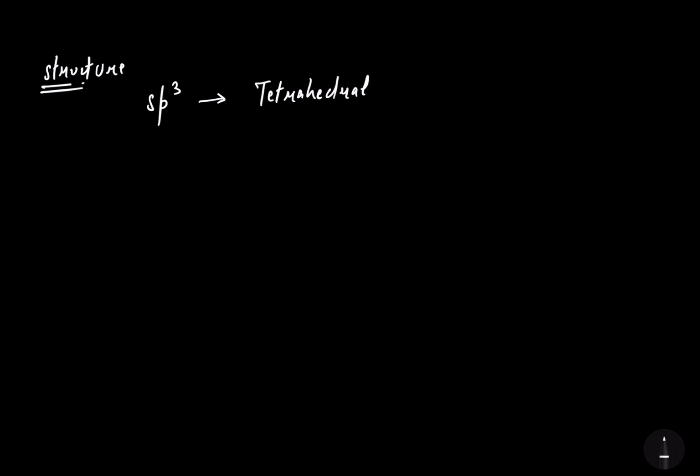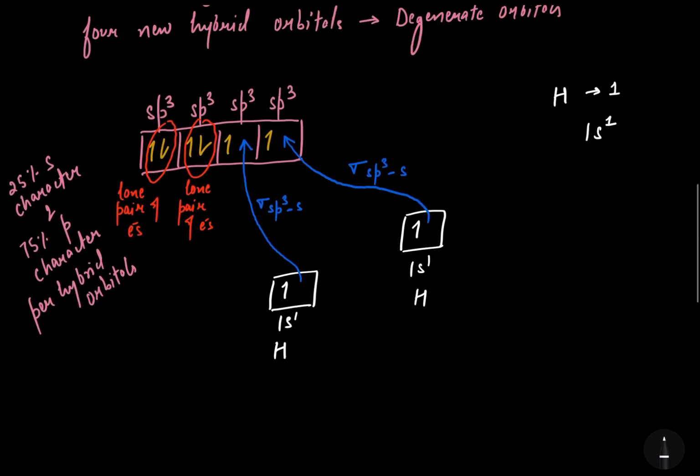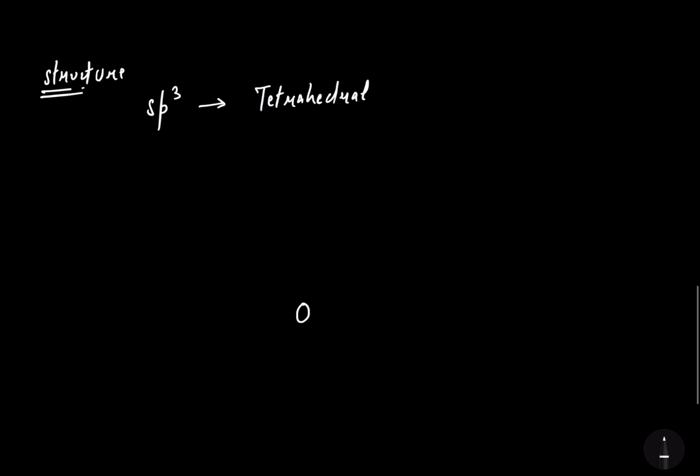We are having oxygen over here. Now oxygen is having two lone pairs. The first lone pair in the first sp3 hybrid orbital, the second lone pair in the second sp3 hybrid orbital. So we are going to make those lone pairs. So that's the first lone pair. That's the second lone pair.